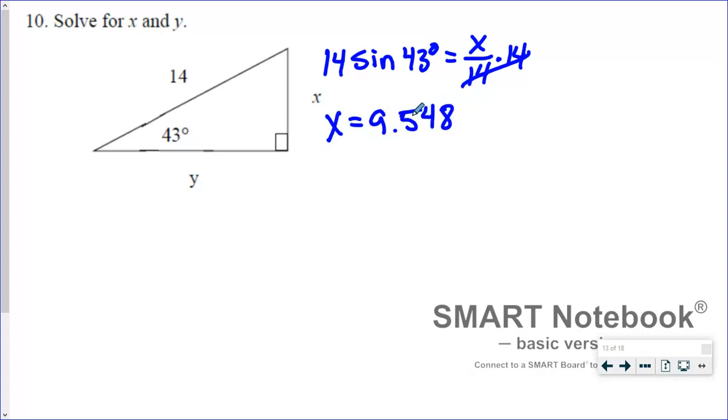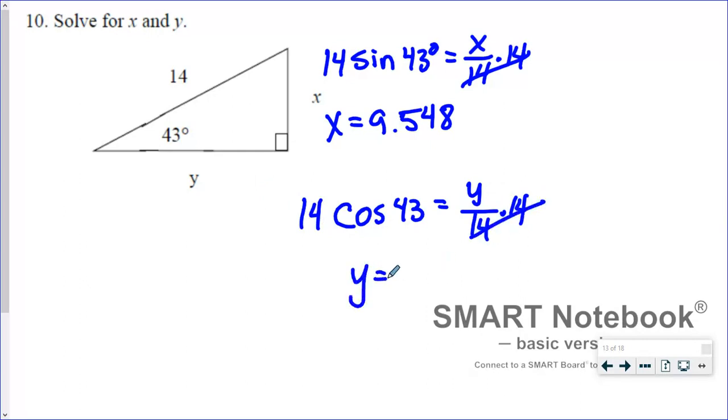And please round to 3 decimal places. Right now to find y. Y is my adjacent, and 14 is still my hypotenuse. Adjacent and hypotenuse is cosine. So I say cosine of 43 is equal to y over 14. So I do the same thing, multiply both sides by 14. Plug this into my calculator, and we get 10.239. Done.